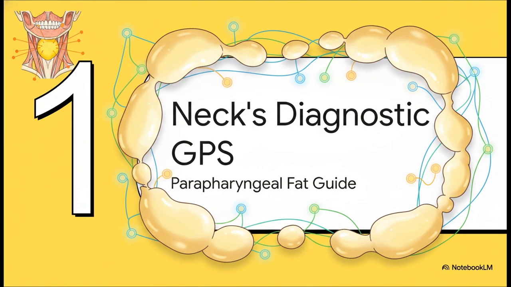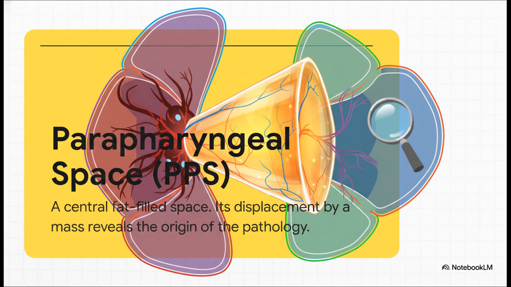All right, first things first, we need to lock in our landmark. The entire system we're about to learn really hinges on understanding this one central fat-filled space. Okay, so this parapharyngeal space, or PPS for short, is basically just this cone-shaped chunk of fat. Now, it has a few small nerves and veins in it, but its real superpower is its location. It's bordered by 4 other critical spaces, so when a mass pops up in one of them, the very first thing it does is push this fat out of the way.